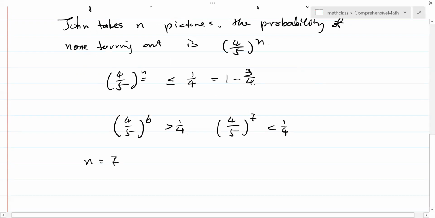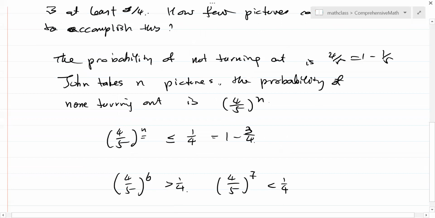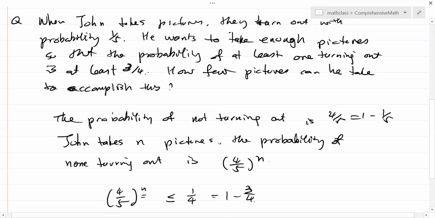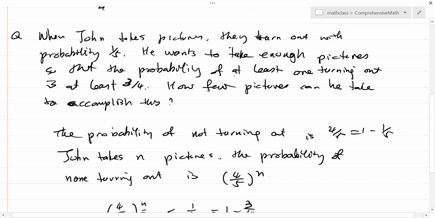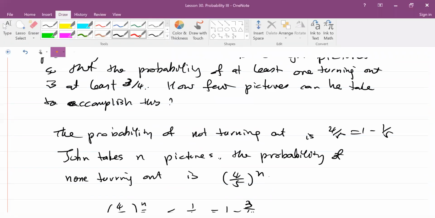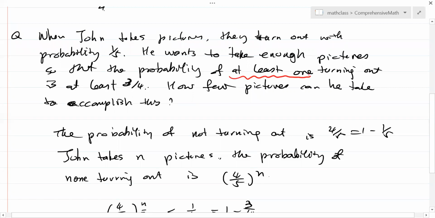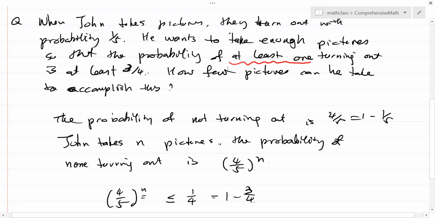Okay, I think the difficult part of this problem is to understand this sentence and how to use that condition. When you see a question like that, what is the probability of at least something happening, then you should solve the probability problem the opposite way. Just say none of them turning out, and that makes it easier to solve.